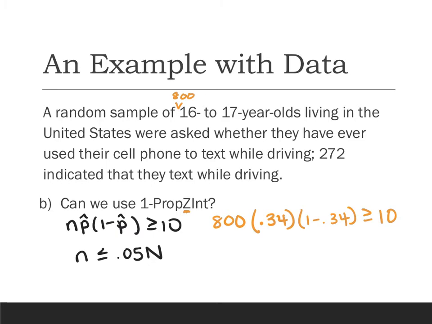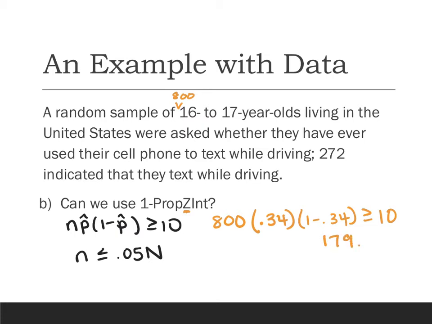So I'm going to put that in my calculator. So 800 times 0.34 times 0.66. Of course, that's, again, if I'm thinking about putting this into my calculator, I can just say 1 minus 0.34 if I want, or I think of it as counting out change. $1 minus the 34 cents that I owe on something, I'm going to get 66 cents back in change. And that gives me well above 10.